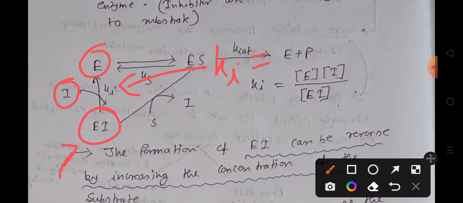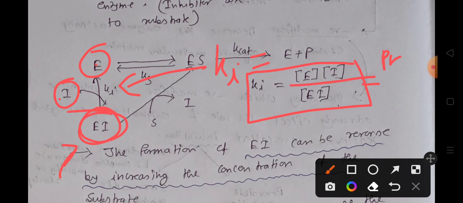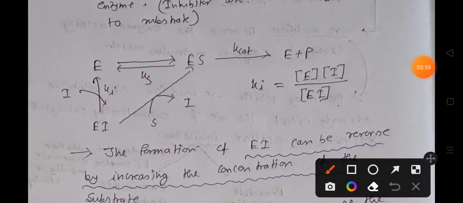That's why we have written the value of Ki according to our chemical formula, product by reactant, right? We are using this formula from chemical kinetics, that is product by reactant. So product here will be E and I individually, divided by the concentration of enzyme inhibitor complex, right? So that's the thing. Here you can see, by adding more substrate, we can remove that inhibitor and go back to the enzyme substrate complex, right?